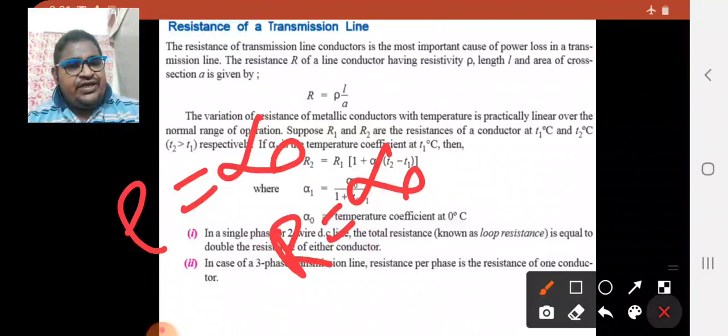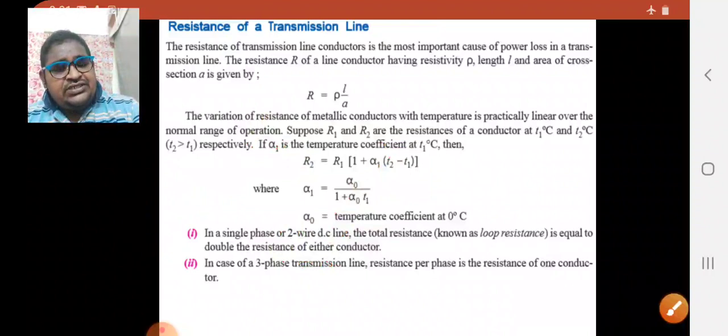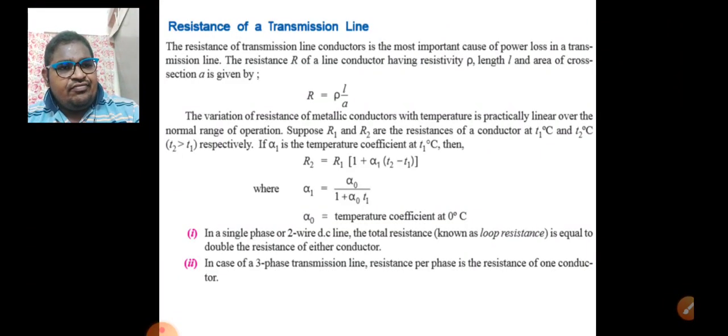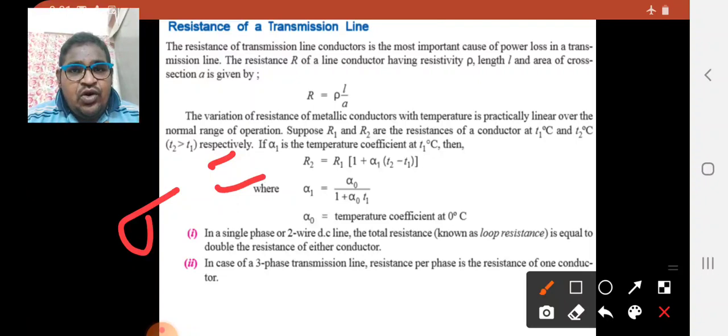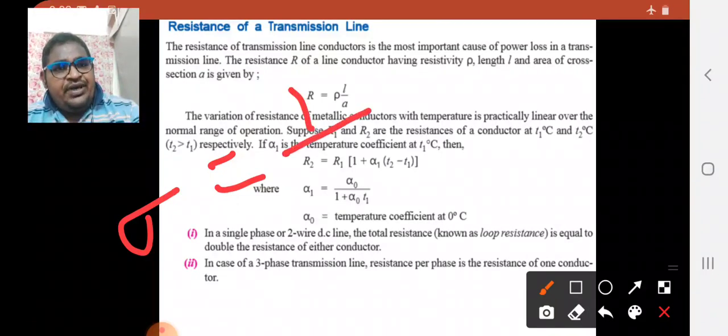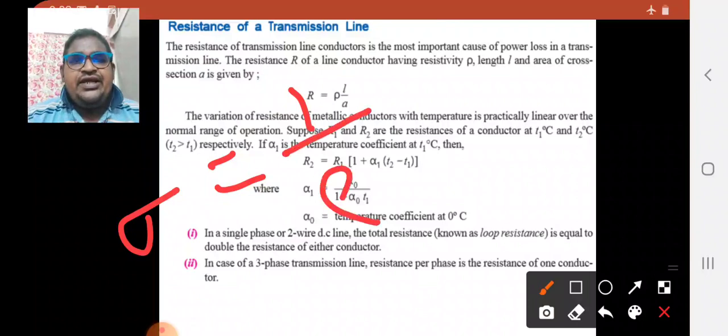And moreover here, rho is resistivity and sigma is conductivity. Rho and sigma are inverse parameters. So the conductivity of the material is equal to 1 by rho. Conductivity of the material is equal to 1 by resistivity.